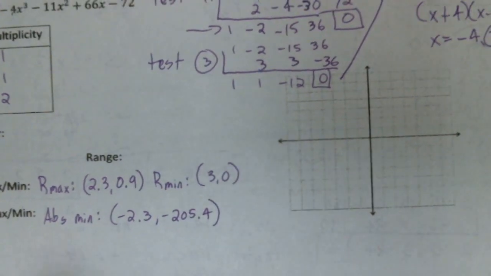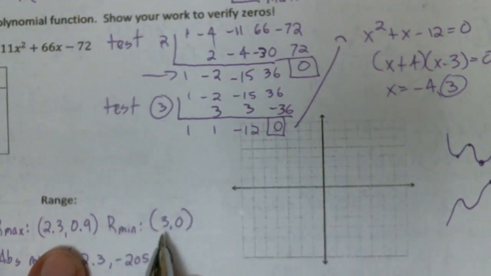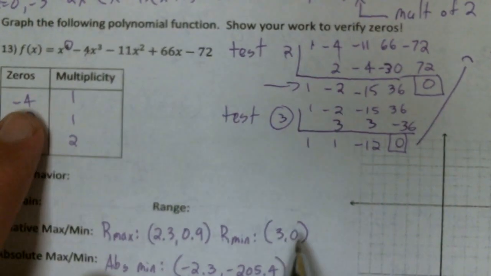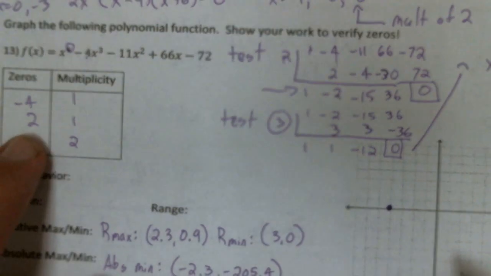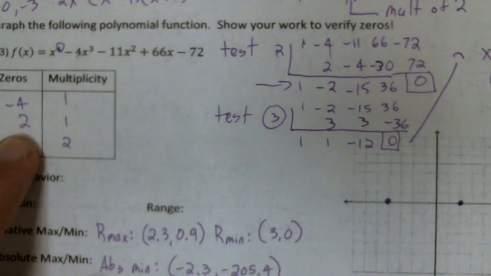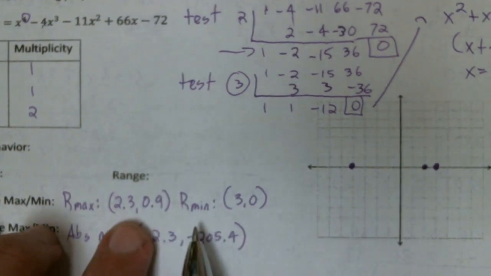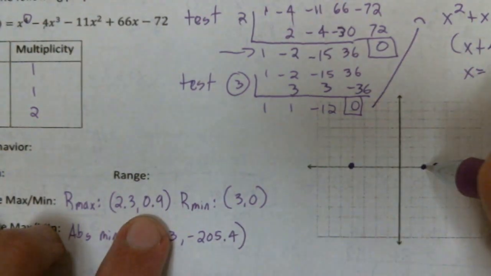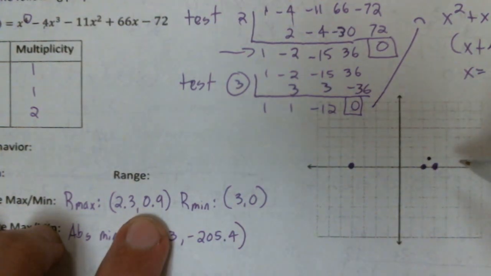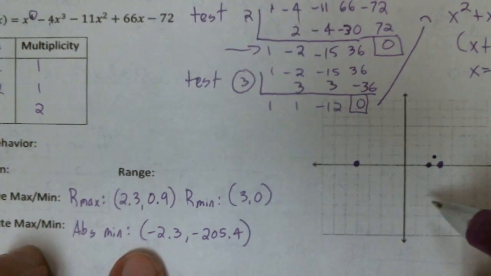Okay. All right, so now I'm ready. Now that I have my mins and maxes and my zeros, now I'm ready to sketch a graph. So let's plot these points. Let's plot our zeros first. I've got a 0 at negative 4, 1, 2, 3, 4. I've got a 0 at 2, 1, 2. And I've got a 0 at 3. Okay, I need to plot these points. My relative max is at 2.3, comma 0.9. So 1, 2, and a little bit more, and almost up to 1. That's going to be about right there. And then my relative minimum, of course, is just the 0. And I've got this absolute min down here.